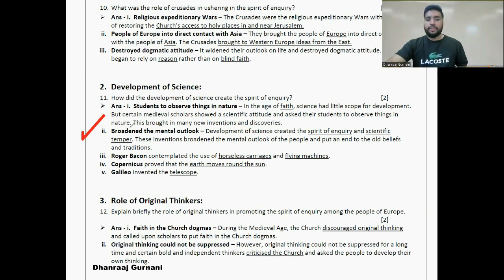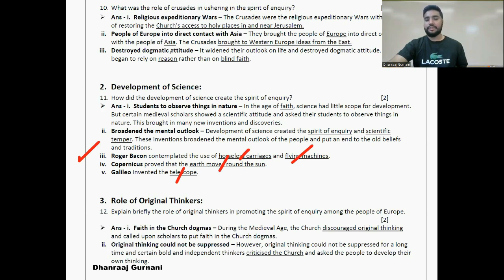Point number 2, broaden the mental outlook. The development of science created a spirit of inquiry and scientific temper. These inventions broadened people's outlook and put an end to old beliefs and traditions. 3 examples once again. Roger Bacon contemplated the use of horseless carriages and flying machines. Copernicus proved that the earth moves around the sun, and Galileo invented the telescope.